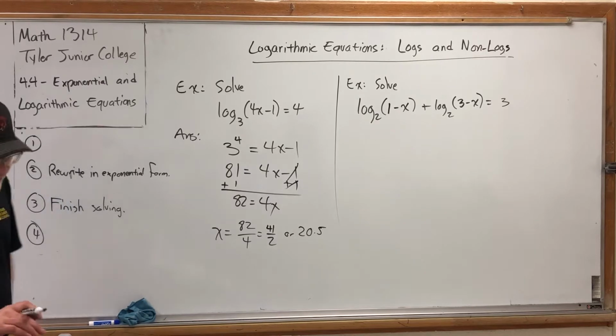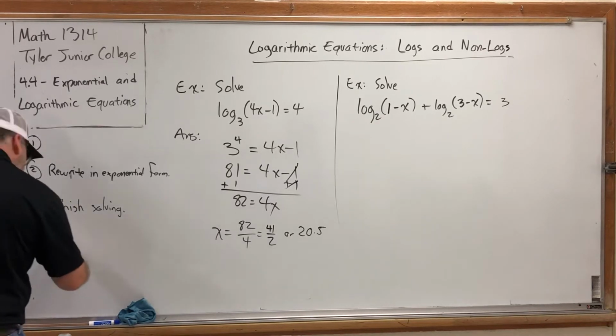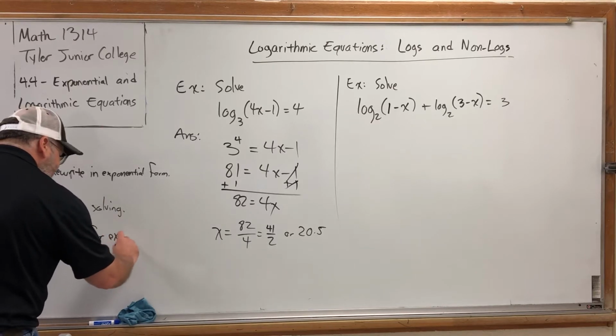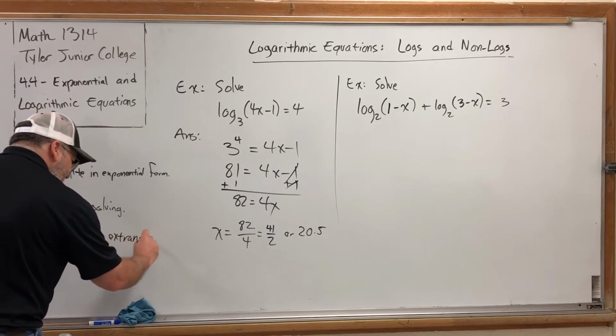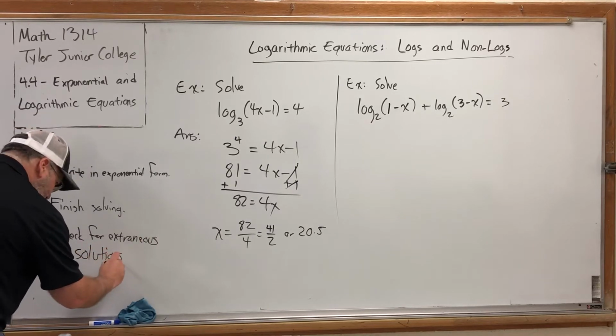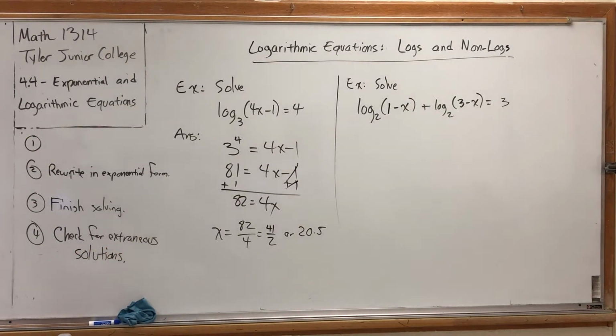I know. The 4th step is to check for extraneous solutions. Another one of those. Yeah. Some types of equations, the procedure just allows extraneous solutions to sneak in sometimes. And I'll explain why this particular procedure does in the next example.